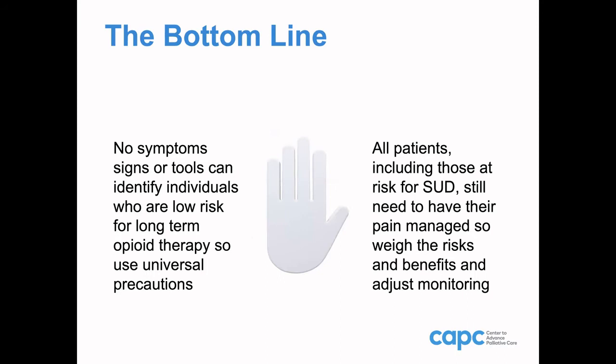The bottom line is we can't identify anybody who's low risk, so we have to apply universal precautions. And all patients need to have their pain managed. And it's just about weighing the risks and the benefits and adjusting your surveillance.